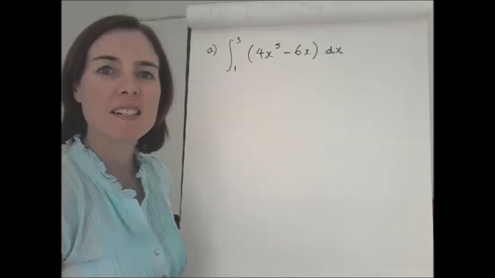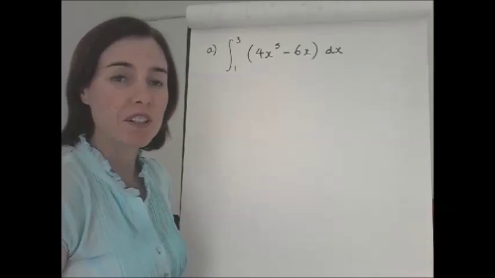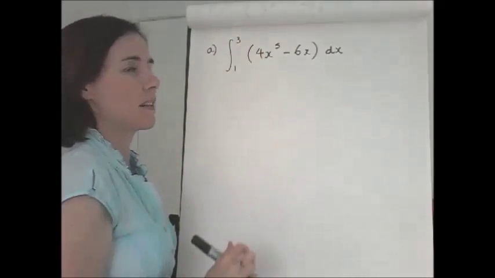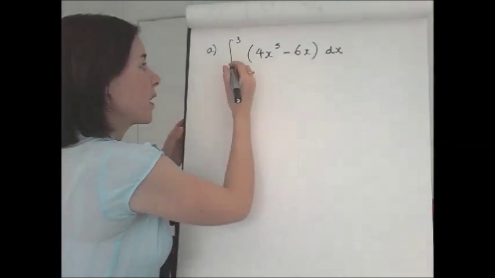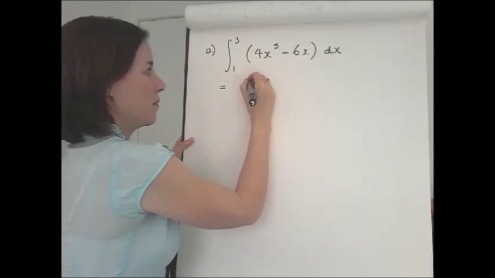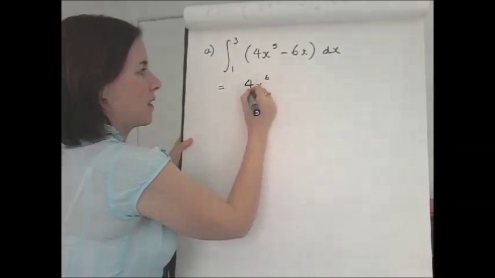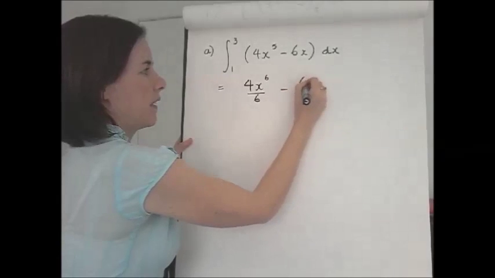Now this question is a definite integral because it has terminals. It has numbers on the integration sign. So this is what we do. We integrate it as normal. Add 1 to the power, divide by the new power, and again.